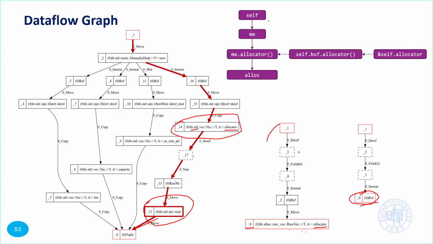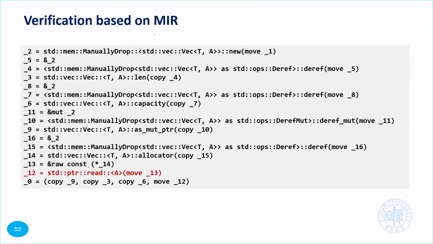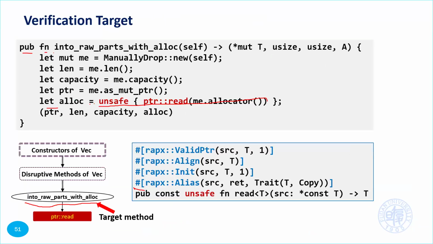So if we abstract the data flow graph in this way, the parameter of the function is self, and it propagates to me, and then to me.allocator, and me.allocator is essentially self.buf.allocator. And through the ptr::read, the result is alloc.